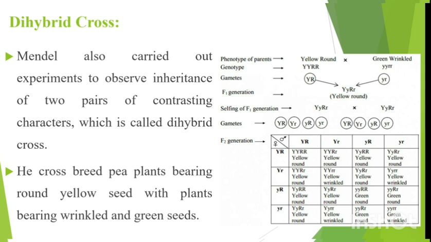Now by selfing, the F2 generation is produced. In the F2 generation, yellow round, green round, yellow wrinkled, and green wrinkled seeds are all produced in a 9:3:3:1 ratio.